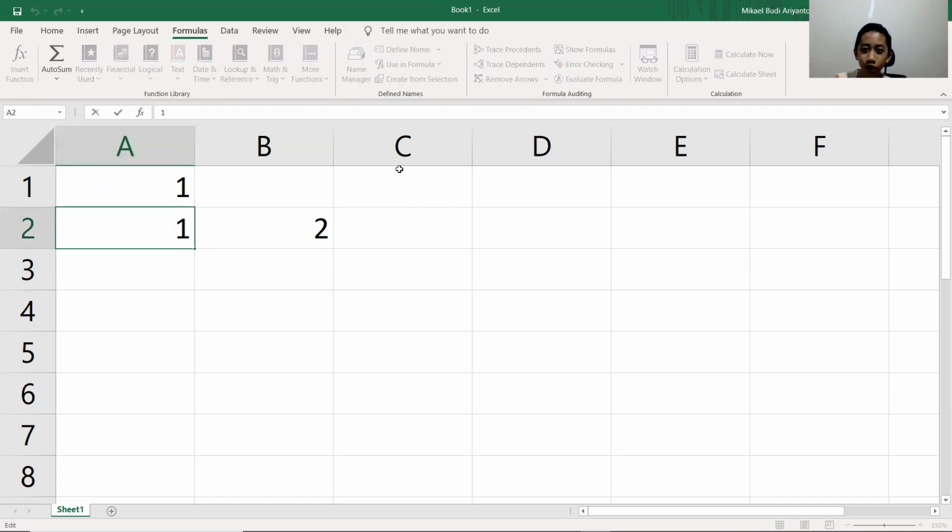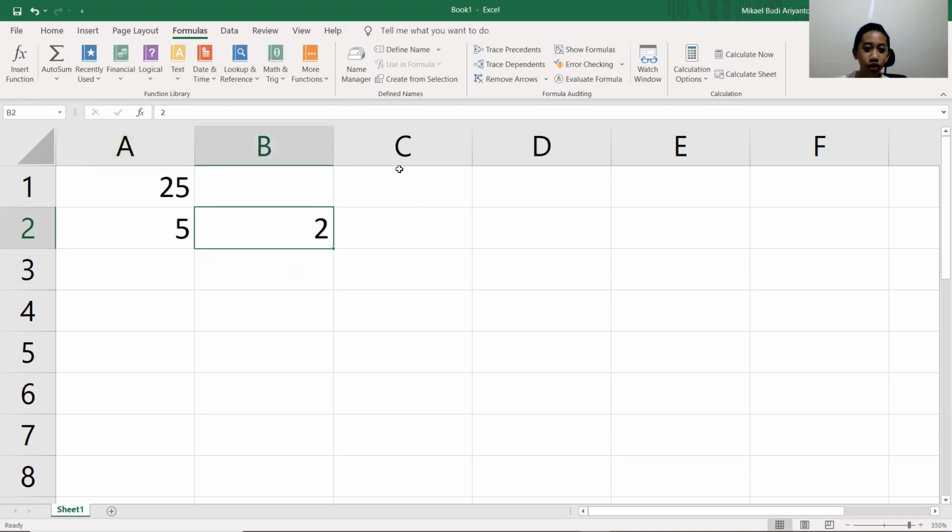1 powered by 2 is 1. 2 by 2 is 4. What about 5? 5 by 2 is 25. So 2 is the power. If you put 3, it becomes 125, which is 5 times 5 times 5.